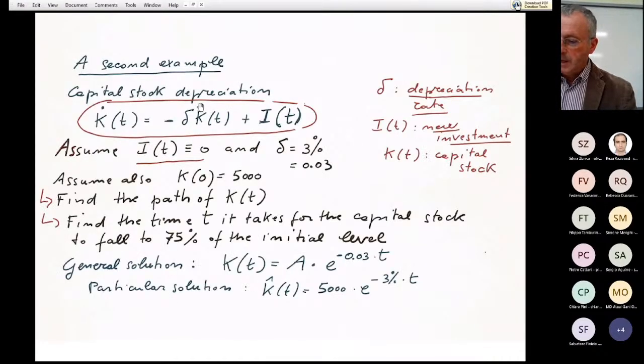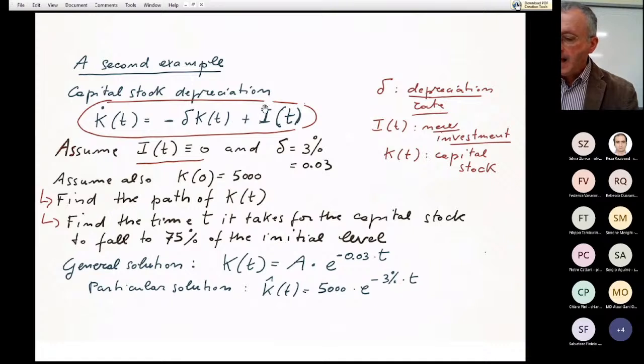Delta is called the depreciation rate. So for instance, 3% per year, 0.03. K is the level of the capital. And I of t is the net investment. This is a flow, the flow of the net investment. You add new capital to the economy. So this is not a net investment, this is a gross investment, okay?